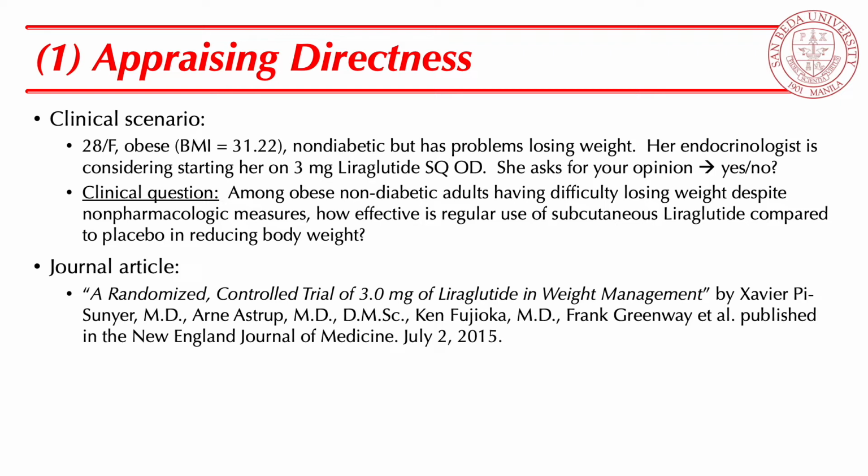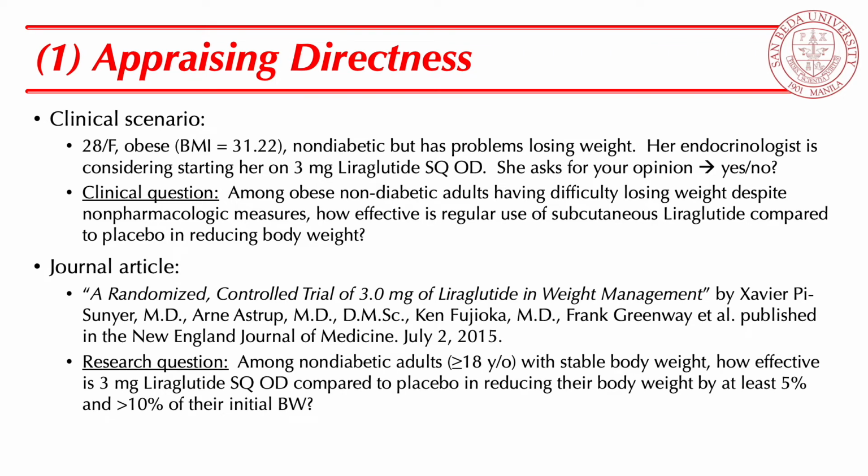After reading the introduction and the methodology, you find that the research question of the investigators is, among non-diabetic adults aged 18 years and above with stable body weight, how effective is once daily subcutaneous dosing of 3 mg liraglutide compared to placebo in reducing their body weight by at least 5% and more than 10% of their initial body weight? Now, looking at the four components of the PICO model for both questions, you see that they are very similar, practically even the same. In terms of directness, this article is appropriate for your clinical scenario.